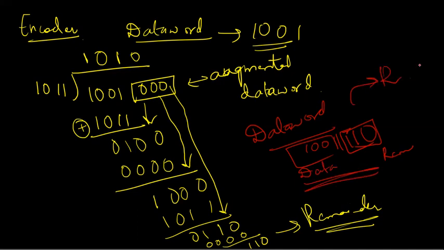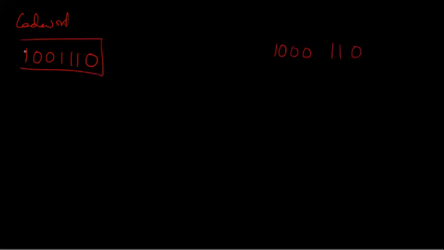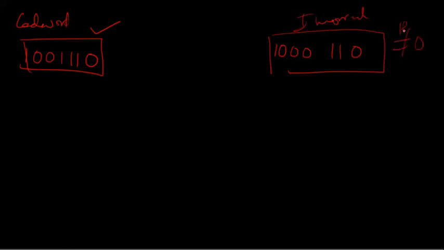Now on the receiver side, what will happen? Let's see this once again. Suppose we have received the code word 1001110, and suppose we have received the code word 100110. So this is the correct code word, right? In the case of a correct code word, the remainder will be 0, and this is the incorrect code word. In this case, the remainder will not be equal to 0.